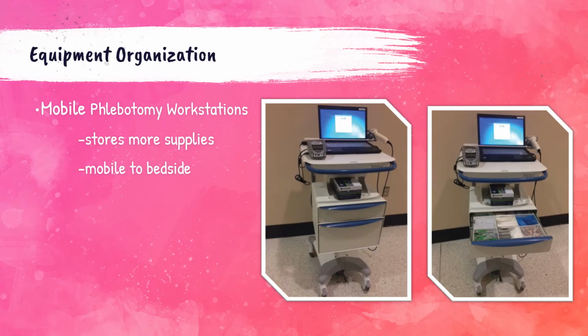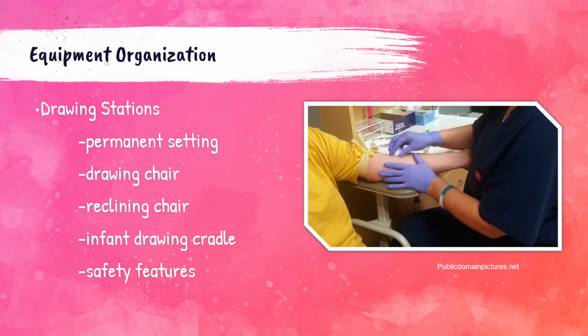And then you can see these desk drawers essentially are pull out underneath the computer, and that is all the organization of the supplies in there. So these are mobile phlebotomy workstations. So the phlebotomy trays and the mobile phlebotomy workstation are used for drawing patients that are in a hospital room. So the phlebotomist goes to them to draw their blood.